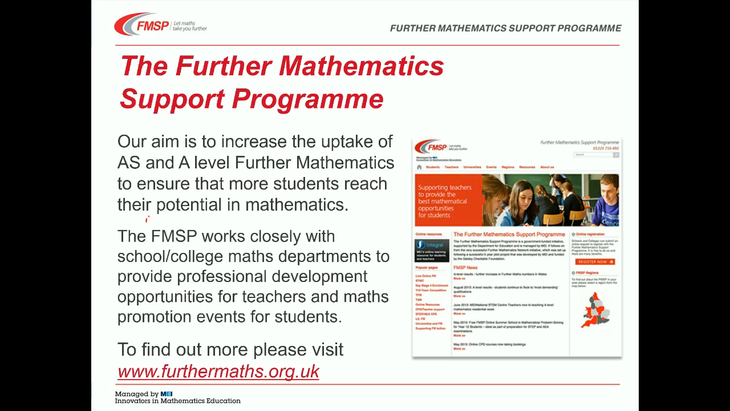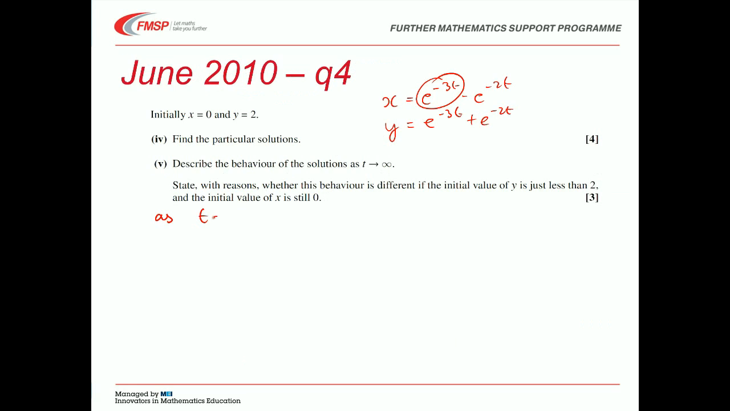So what you could probably write is as t goes to infinity, e to the minus 3t goes to 0. And so does e to the minus 2t, in fact. You could just mention that, but then it's rather obvious that x will therefore go towards 0. And for the same reasons, y will go towards 0.